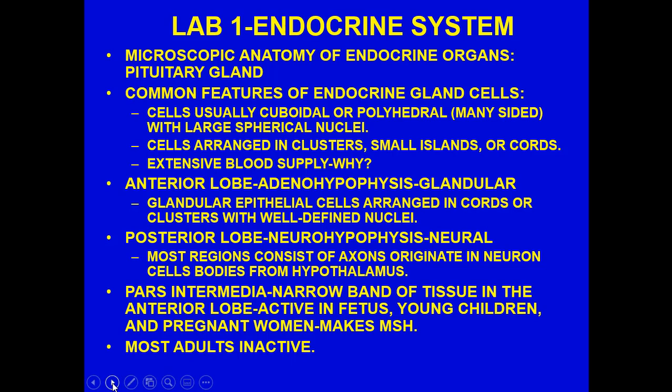The pars intermedia is a narrow band of tissue next to the anterior lobe. Interestingly enough, it's active in the fetus, young children, and pregnant women. That is where these individuals see the production of MSH, melanocyte-stimulating hormone, and it plays a role in stimulating melanocytes to make melanin, etc. Yet in most adults, this section is inactive.